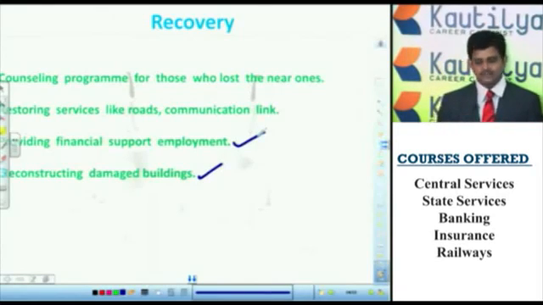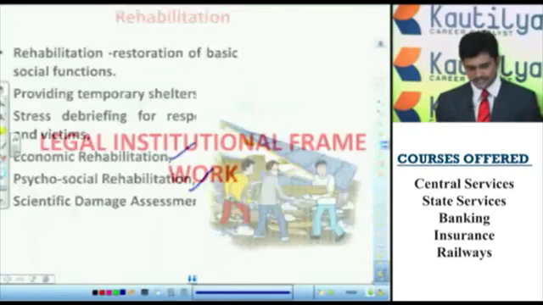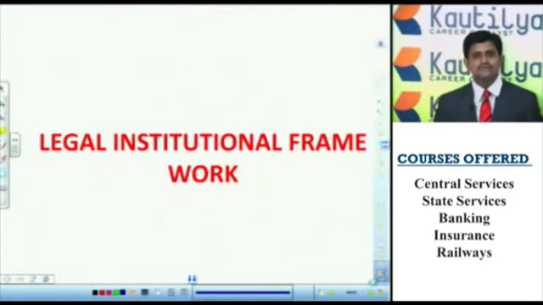That's what recovery is. And the next one is rehabilitation. Rehabilitation means providing people with temporary shelters and economic rehabilitation. And social rehabilitation means counseling the people and bringing them back to a normal situation from the disaster impact. And next one is the legal institutional framework of disaster.